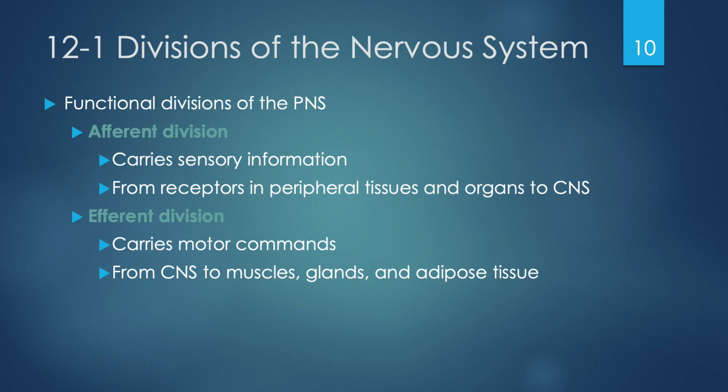Now, the efferent division is more of a business division because this is actually carrying the motor commands to tell the boots on the ground what they need to do. So efferent signaling will bring signals from the central nervous system, again, that's our brain and our spinal cord, and it will carry those motor commands out to our muscles so we can move, and out to our glands so they can secrete their product, and also to adipose tissue.